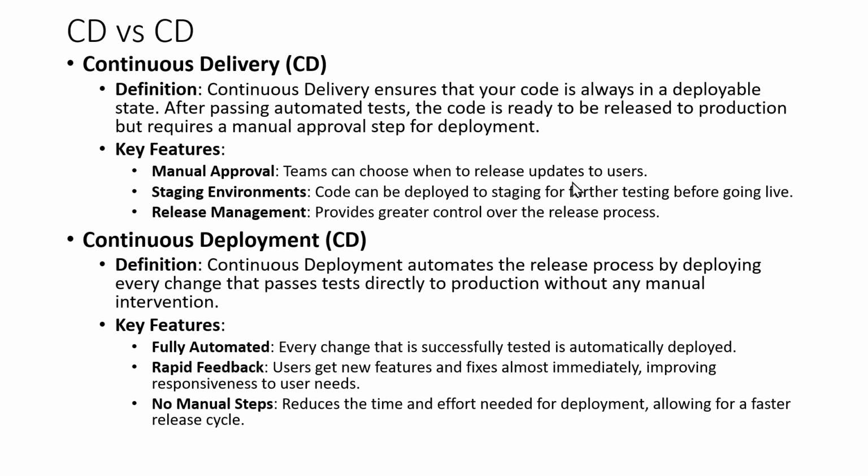Teams can choose whether to release updates to users or not. Staging area: code can be deployed to a staging area for further testing before going live. Staging area, in the sense, is between testing as well as the production. So in between that, some other platform testing will be done to ensure the quality. Release management provides greater control over the release process. So it completely depends on manual approval, right? So the approval team can take control over the releases.